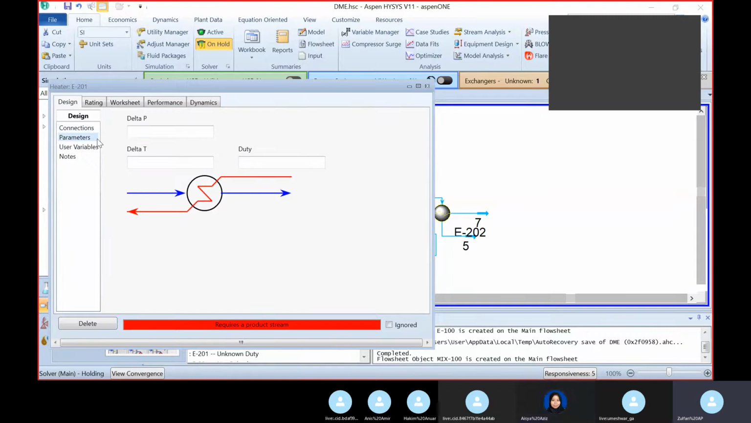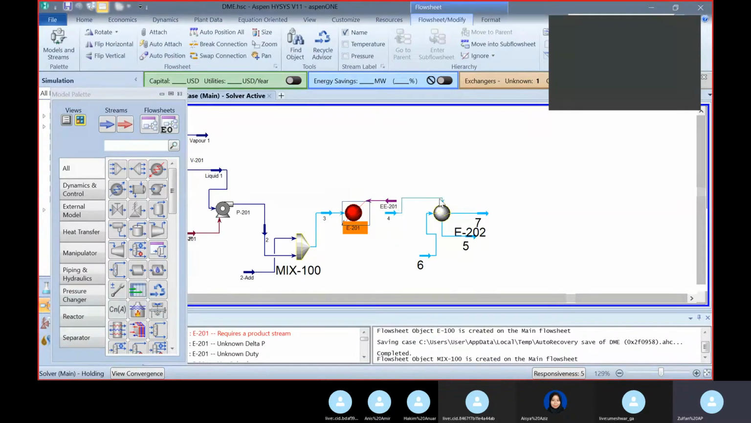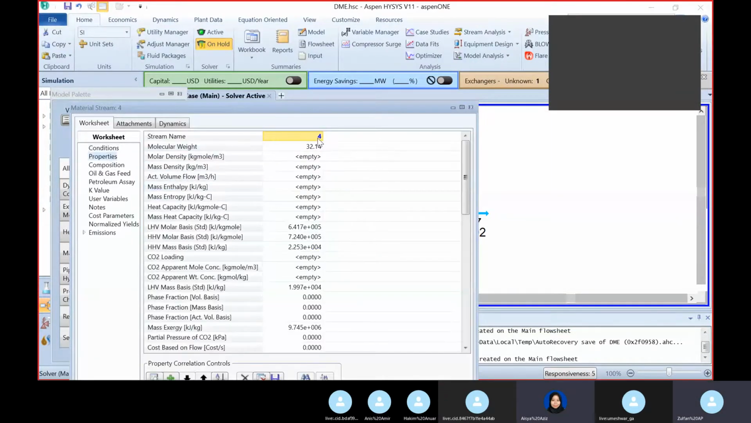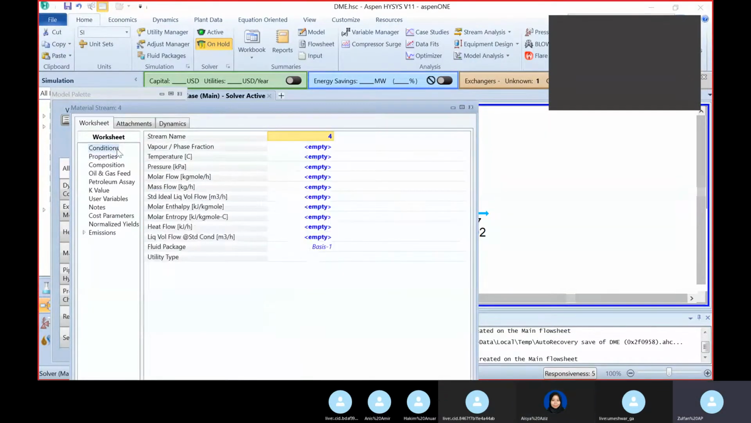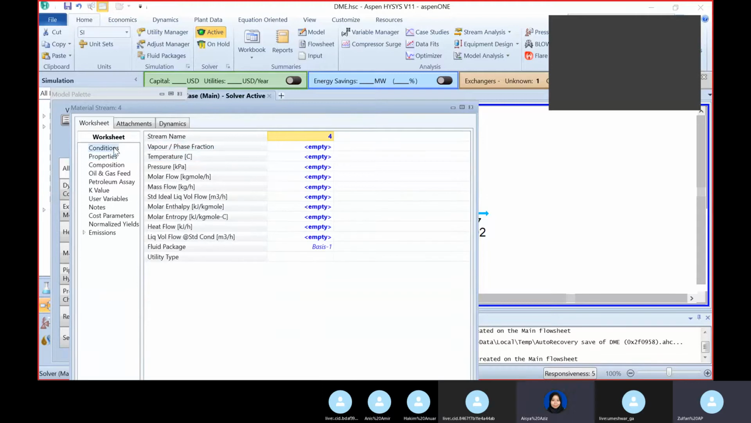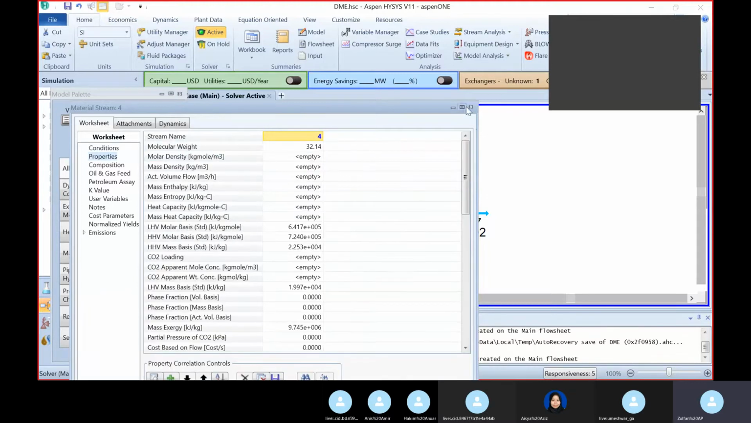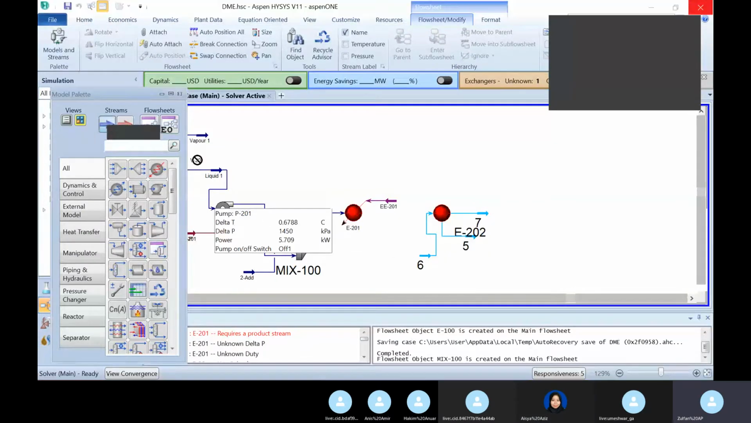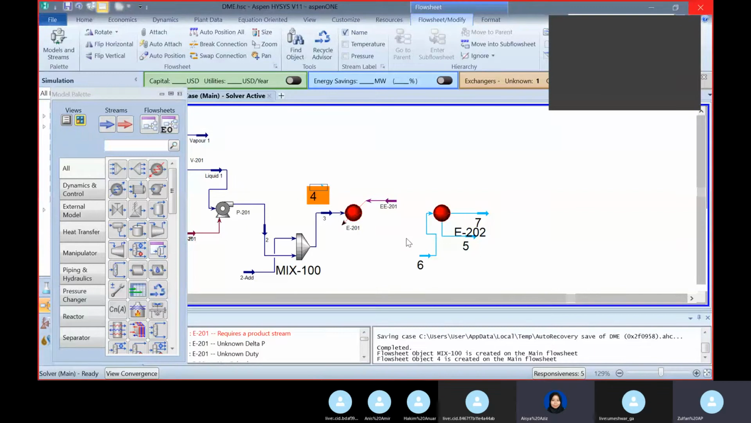And then stream 4. Have we specified anything? Double click on that stream 4, maybe. Nothing. Properties, composition. See why it has this already, that molecular mass, right? It's very strange, because it should not have anything. Maybe just delete it. Just delete that. It should not get any data.